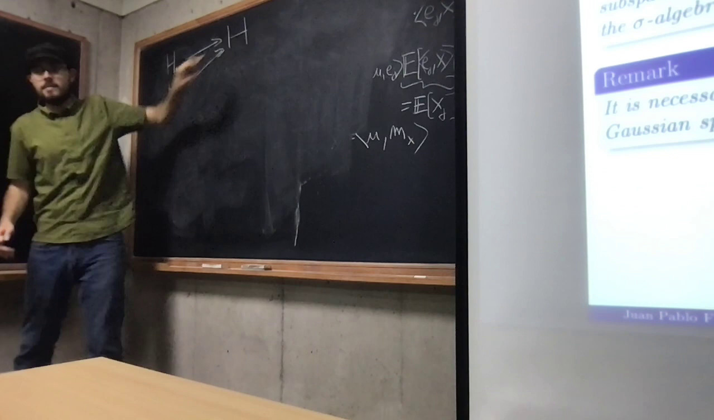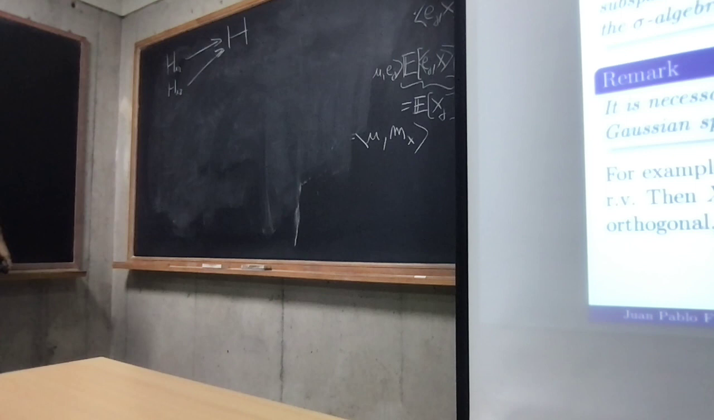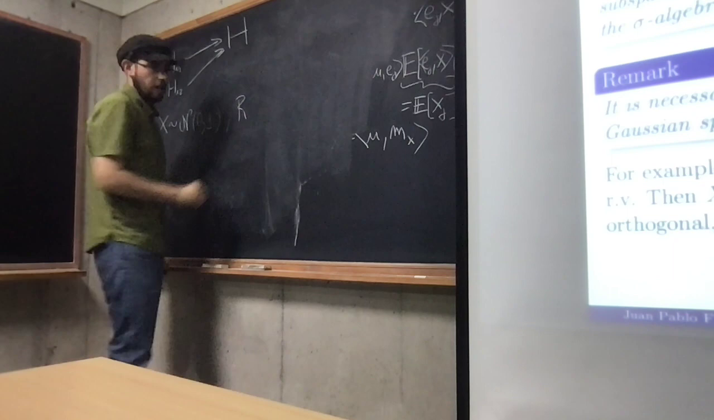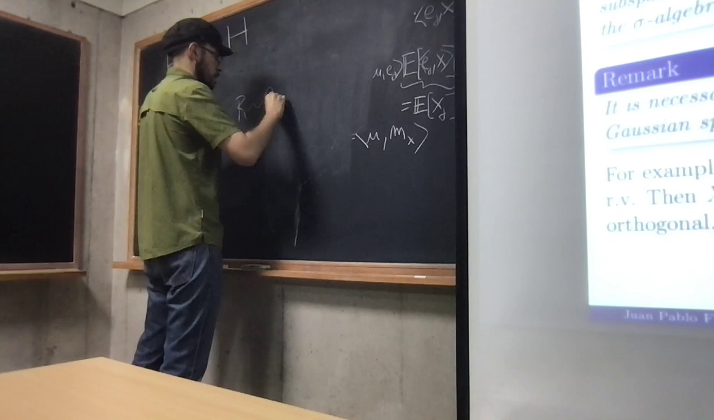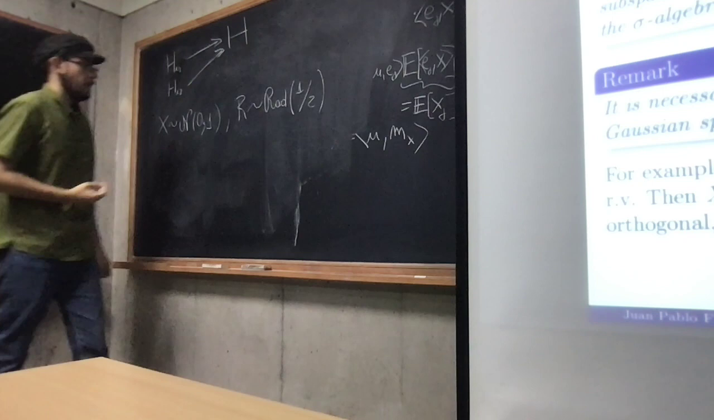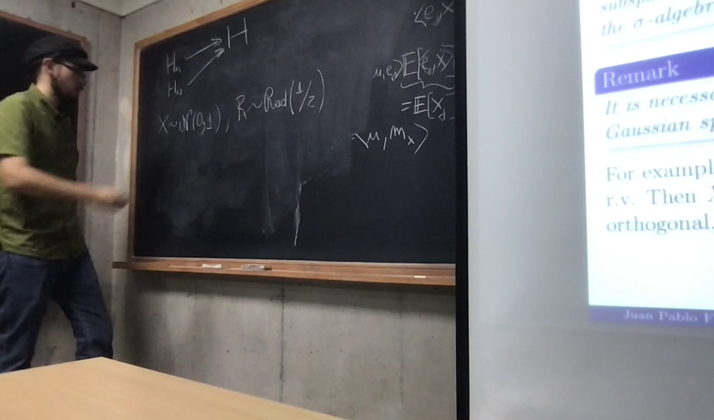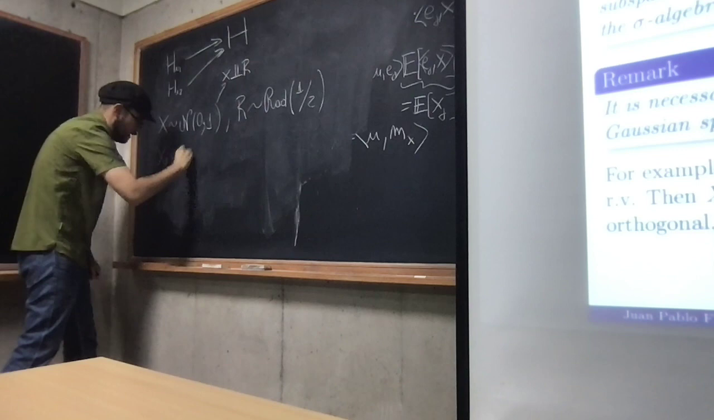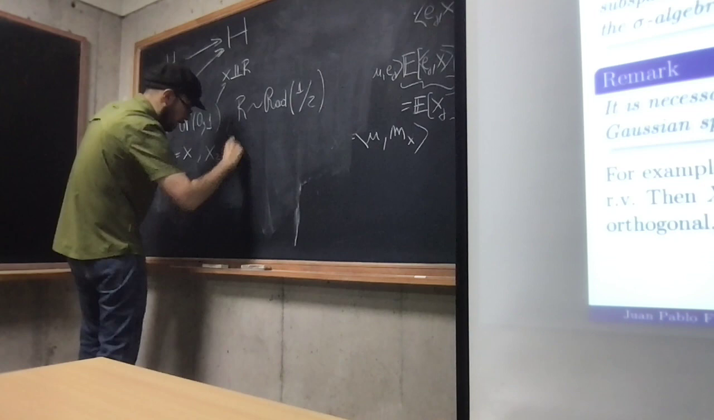And in fact, there is an example of why that is needed. You can start with a standard Gaussian X, and take also a Rademacher random variable R, parameter 1/2. And you must assume that X and R are independent, so X independent from R. You define X1 equal to X, and X2 equal to R times X.